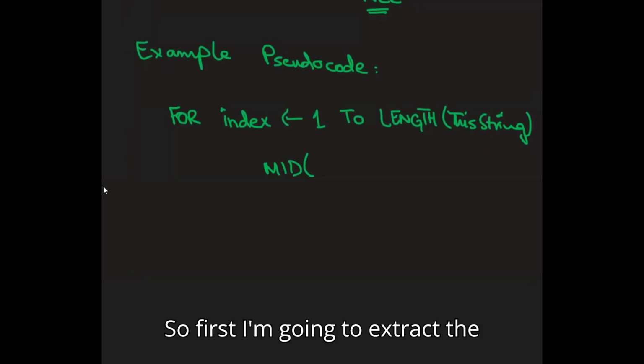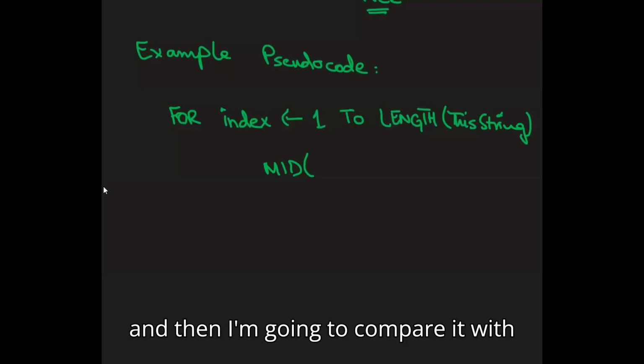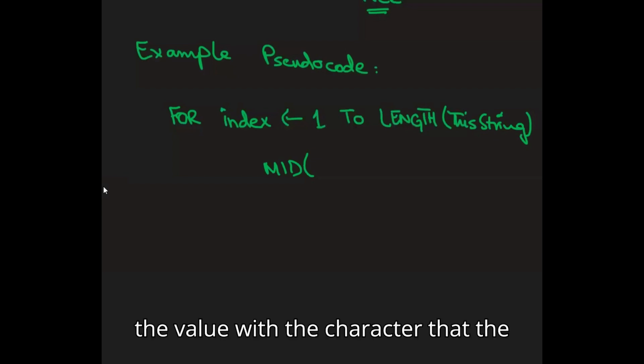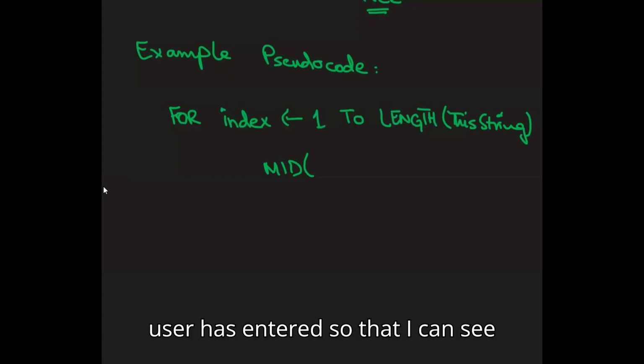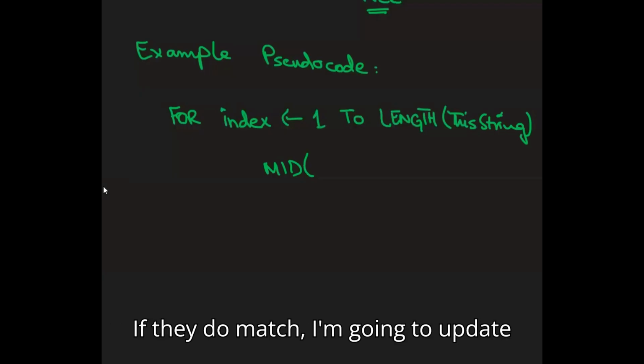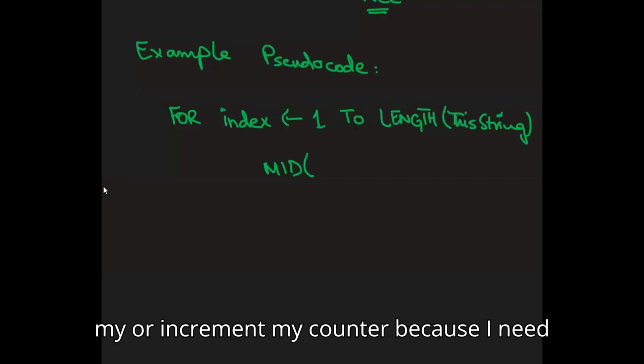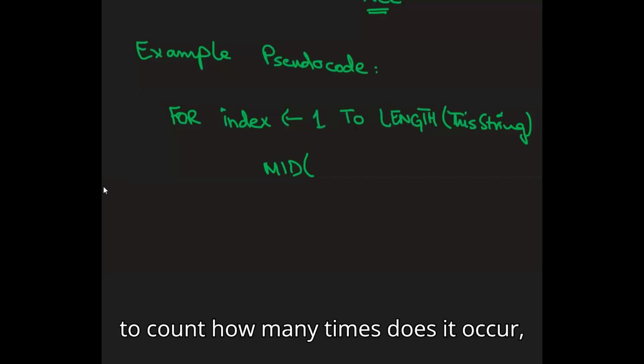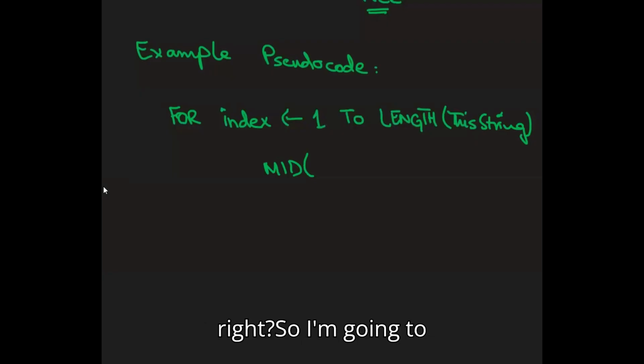So first I'm going to extract the character, store it somewhere, and then I'm going to compare it with the character that the user has entered, so that I can see whether the two characters match or not. If they do match, I am going to increment my counter, because I need to count how many times it occurs, right? So I'm going to increment the counter that I have declared.